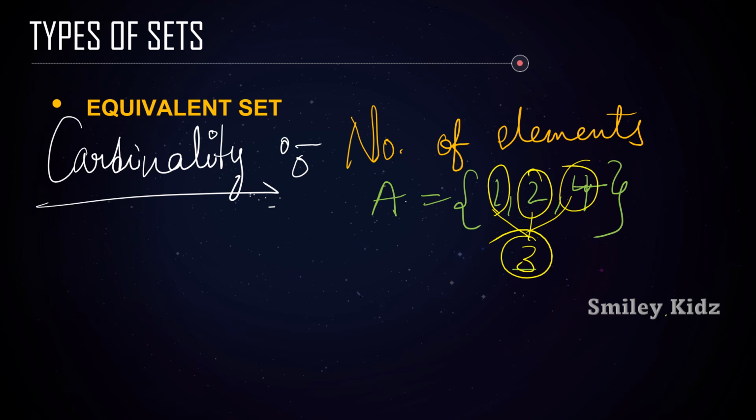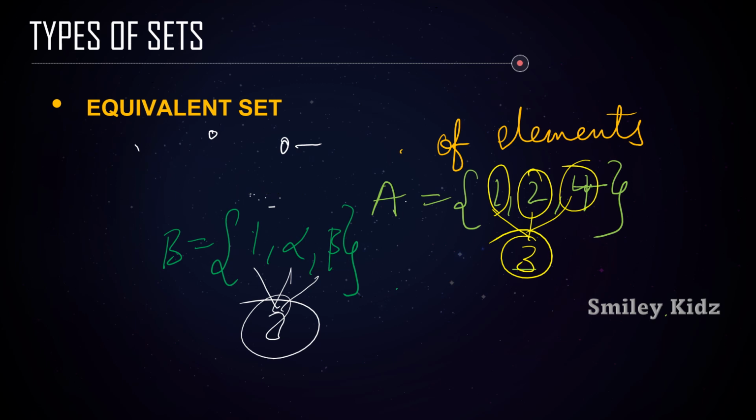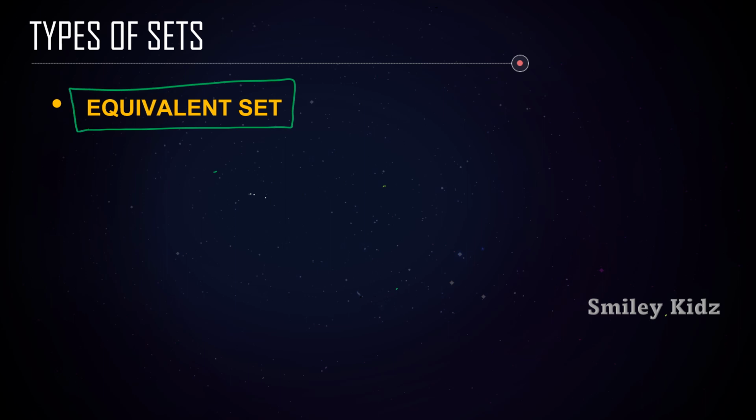Alright. Now I'll say B is equal to 1, alpha, beta. Now you'll say the number of elements is 3, so cardinality is 3. Fine. That was the topic of cardinality. But it has a lot to do with the upcoming topics. It isn't as simple as what it actually seems like. Now if I need to talk about equivalent sets, it means here the cardinality is same.